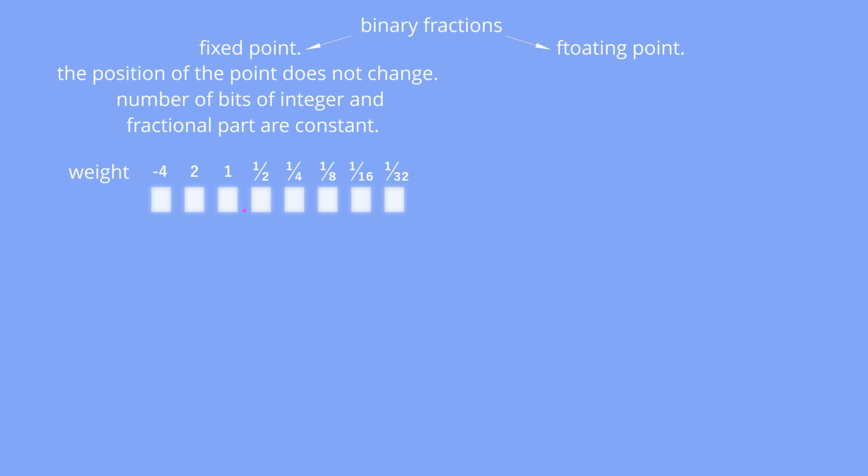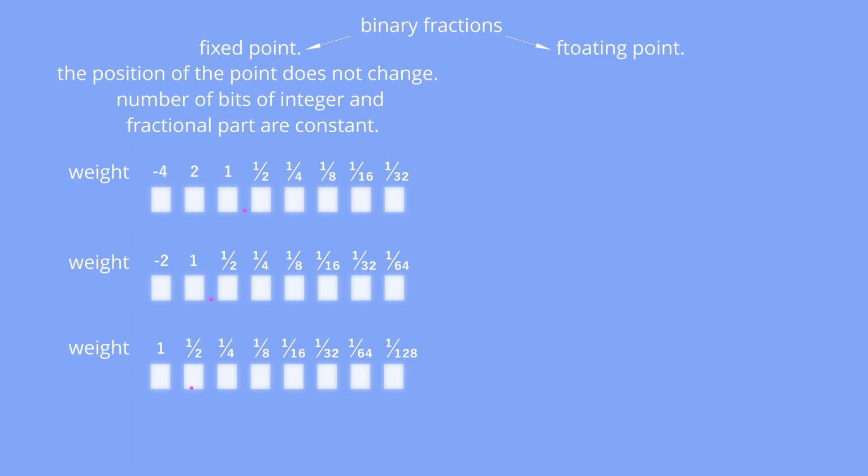For example, we have 8 bits in total. We can distribute all these 8 bits between integer and fractional part in different ways. But our design choice cannot be changed afterwards. So number that is stored does not affect distribution of bits between integer and fractional part.